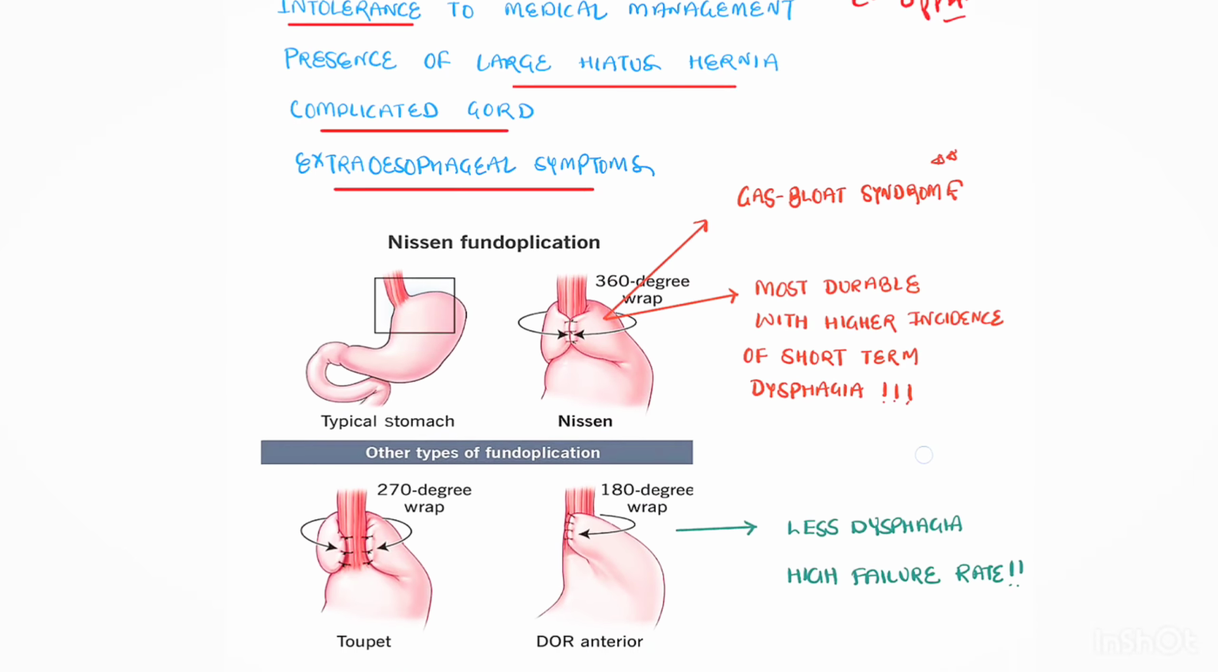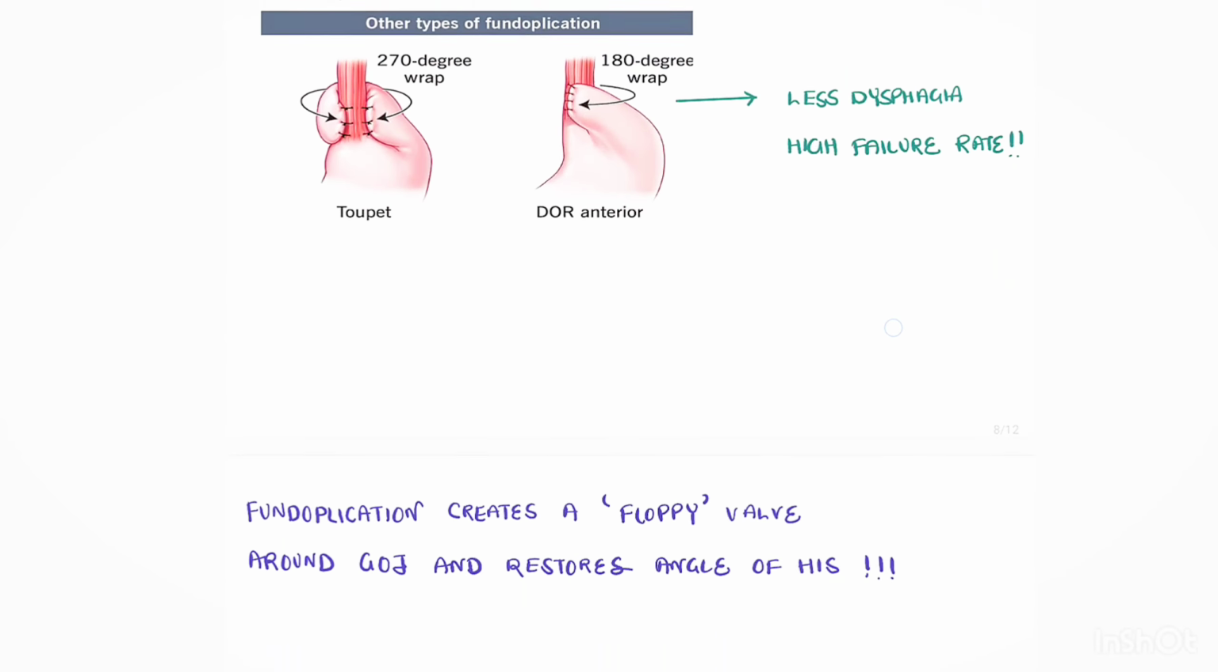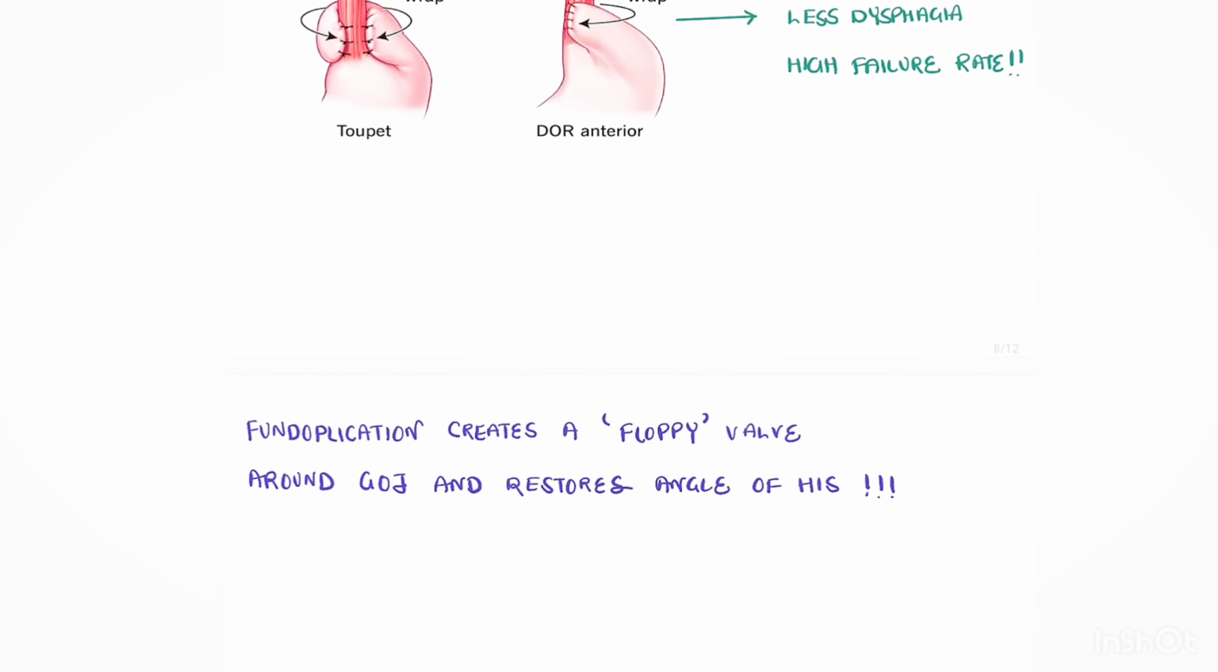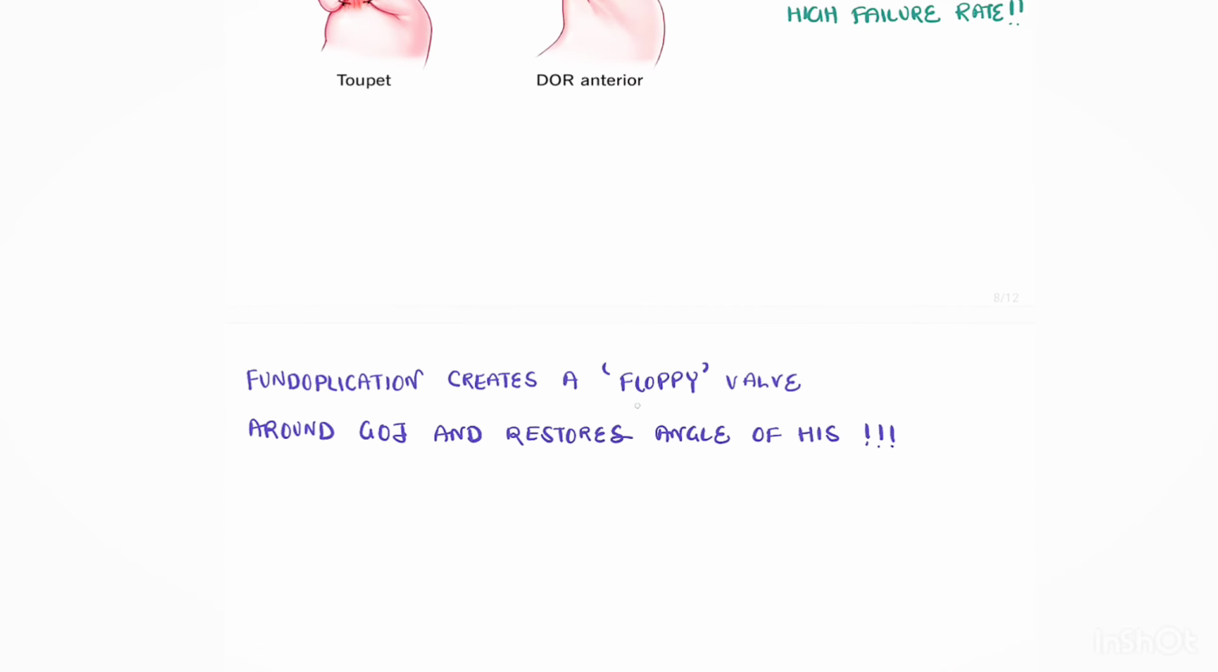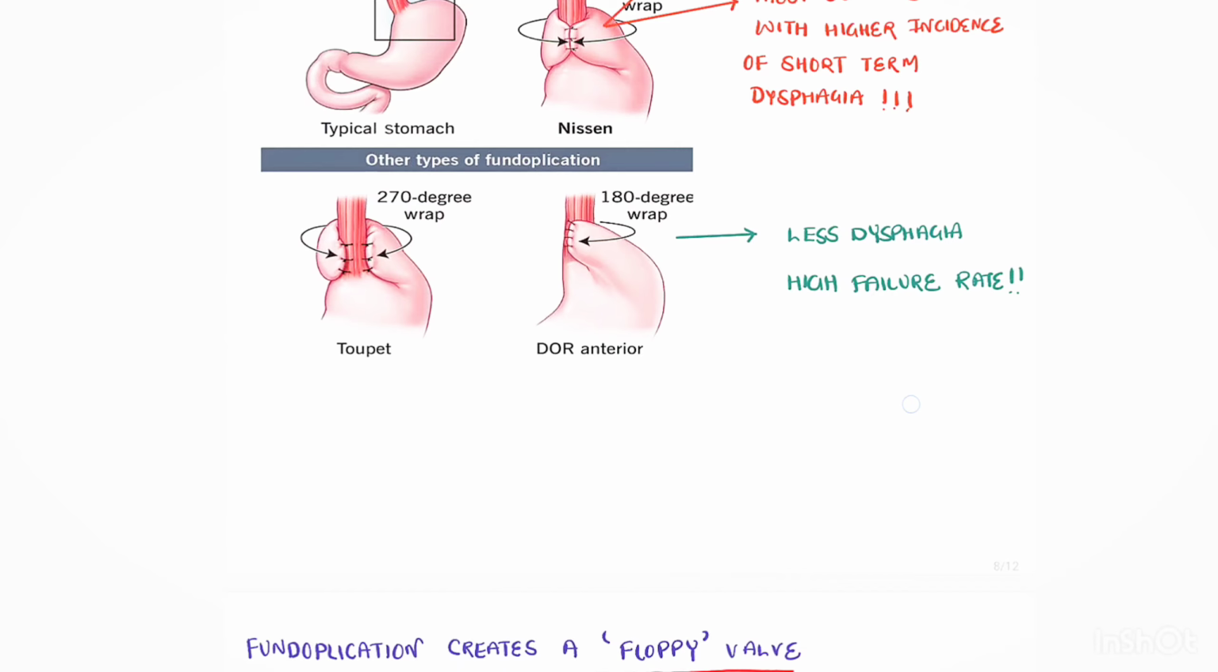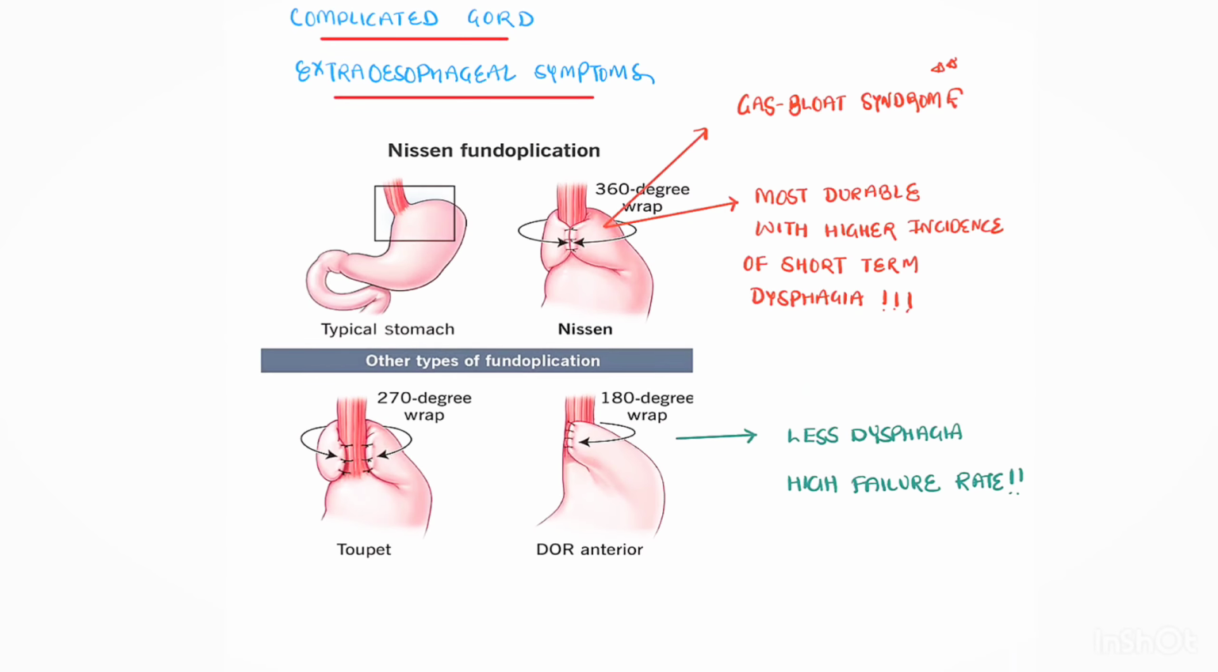So these are the 4 types of fundoplication surgery. First of all, what is fundoplication? In fundoplication we create a floppy wrap around the gastroesophageal junction and restore the angle of His. So these are the types of fundoplication. This is the question asked many times by giving this picture in NEET PG. So this is the typical stomach picture. First of all, this is the picture, and this is the angle of His.